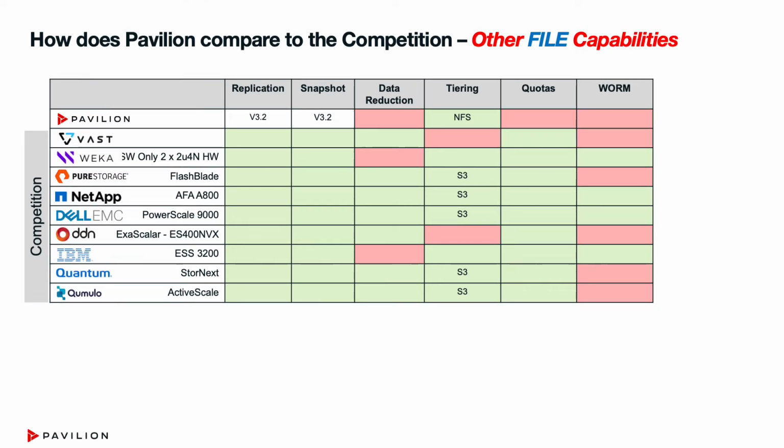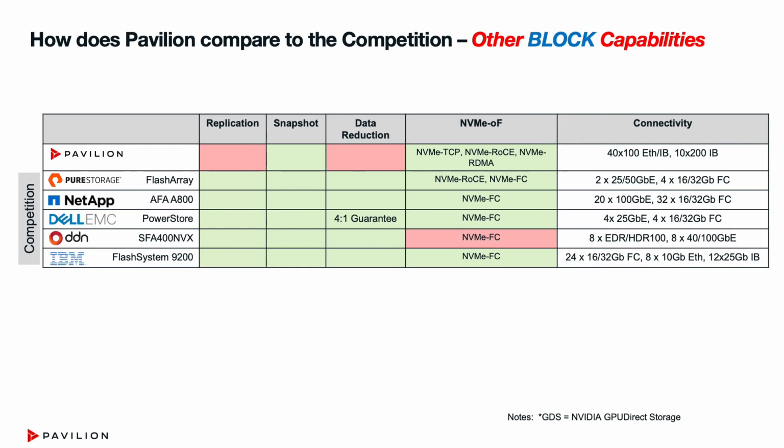Now look at the lens of who supports some other really capabilities that are file capabilities. Again, green means you support it. The red means that you do not support it. Again, I'll pause, take a look at it. Pause your video if you want more time. The lens of other block capabilities. Again, I'll pause so you can have a chance to digest, or pause the video if you want more time.